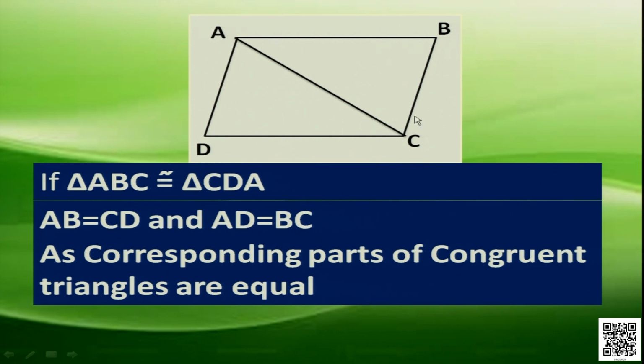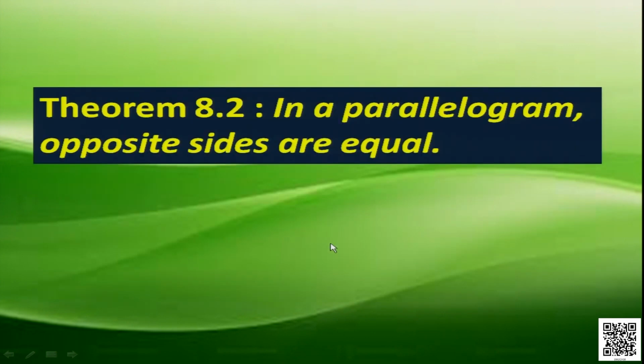The parallelogram is a quadrilateral in which opposite pairs are also equal. So, this can be stated in a theorem like this: in a parallelogram, opposite sides are equal. If this is the statement, what is the converse of this statement?